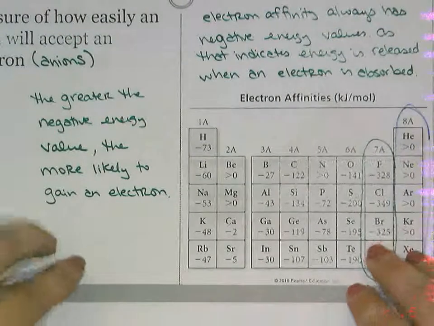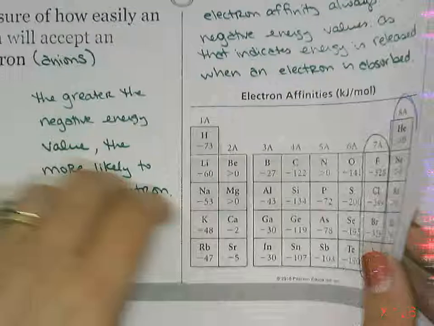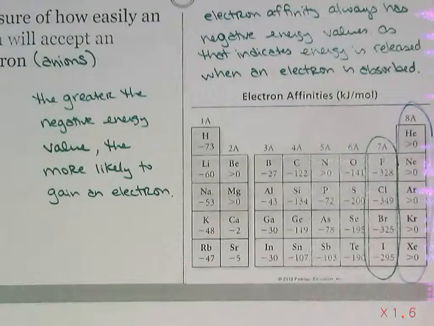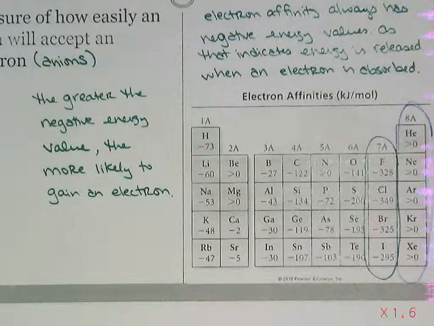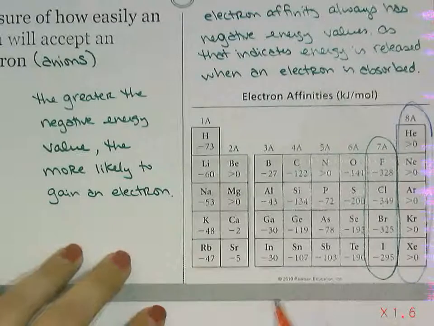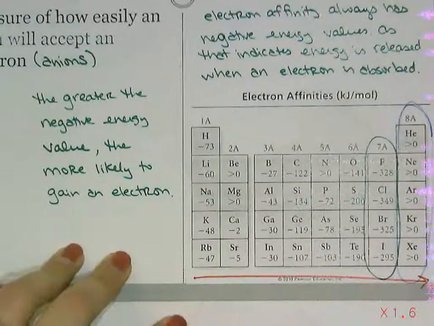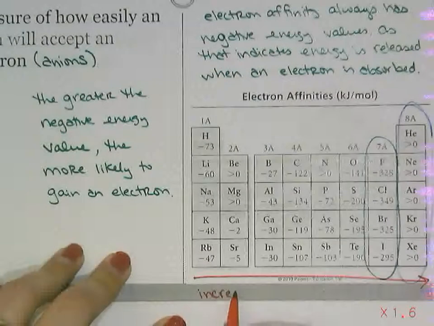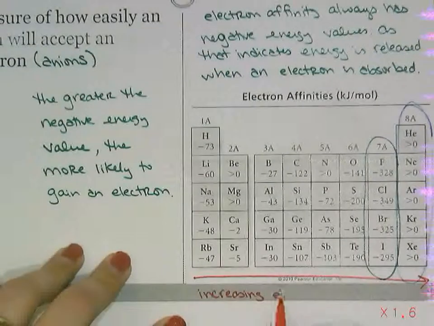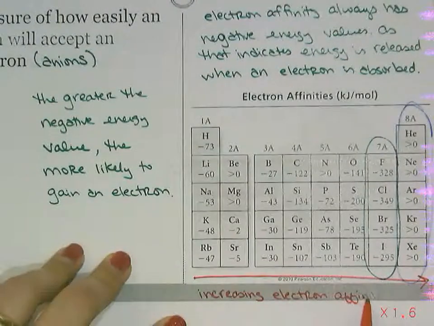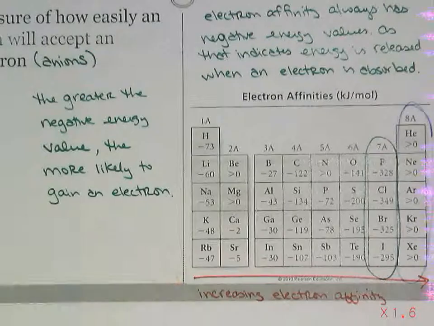Does this one have an exact trend, like increasing? Oh yeah, it does. So for electron affinity, going this way, left to right, we see increasing electron affinity, with a limit. Obviously, these guys don't count.